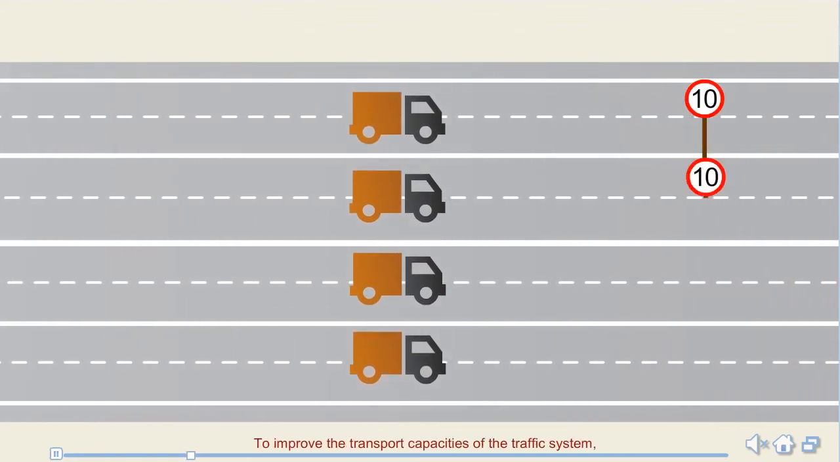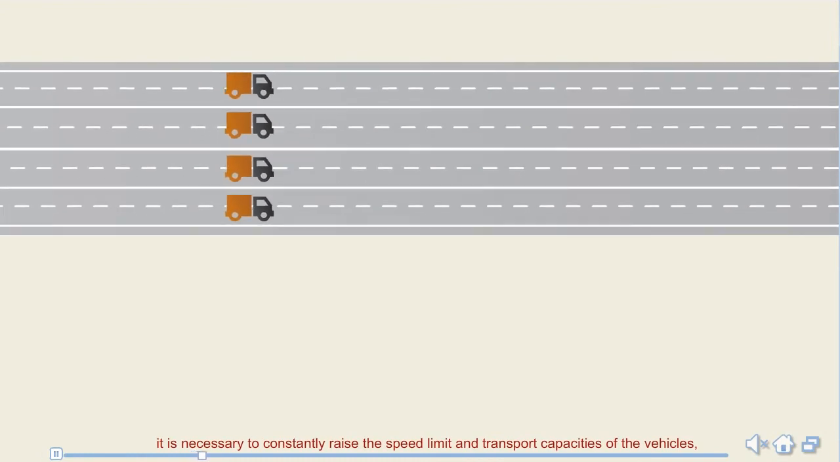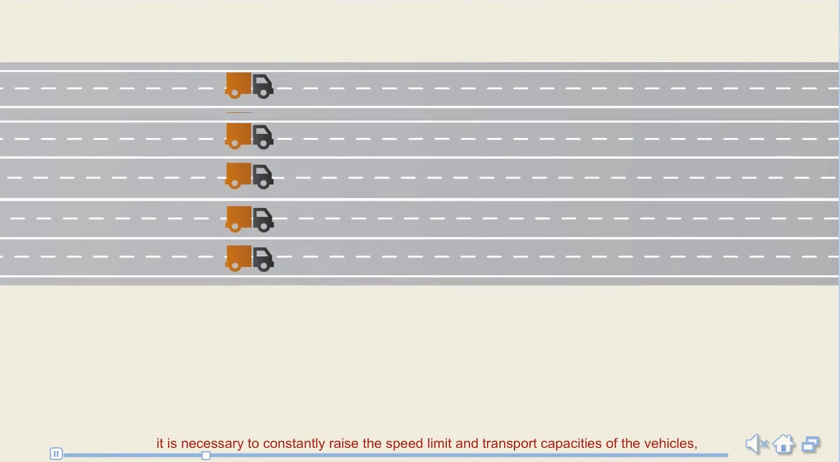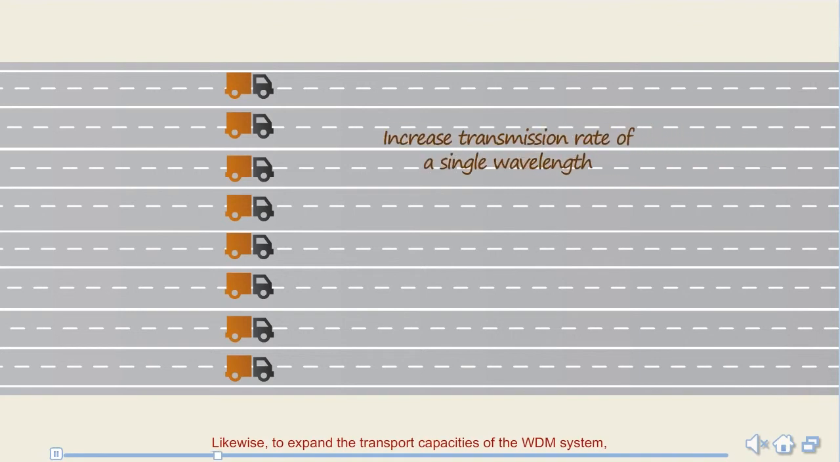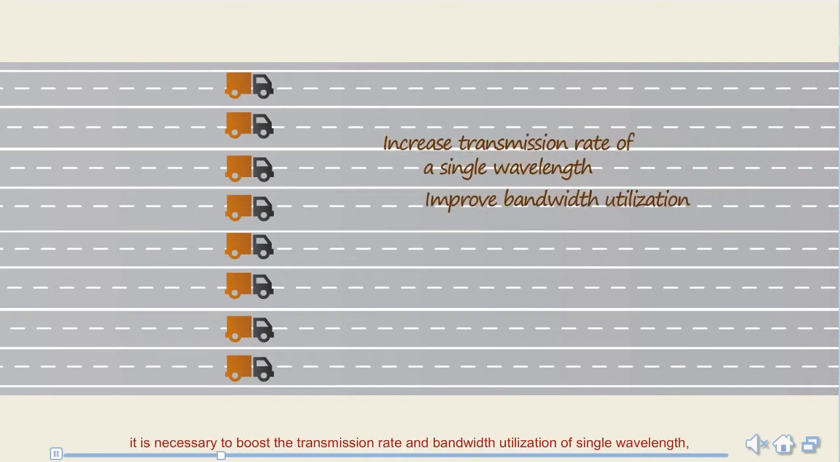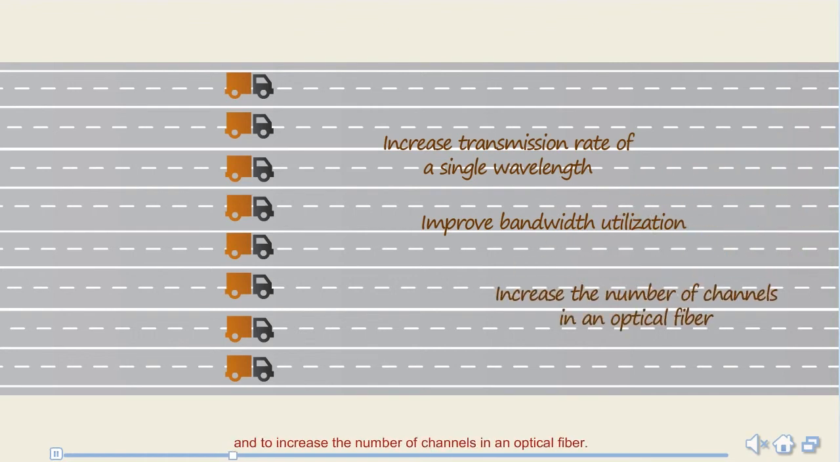To improve the transport capacities of the traffic system, it is necessary to constantly raise the speed limit and transport capacities of the vehicles, and to add more lanes. Likewise, to expand the transport capacities of the WDM system, it is necessary to boost the transmission rate and bandwidth utilization of single wavelength, and to increase the number of channels in an optical fiber.